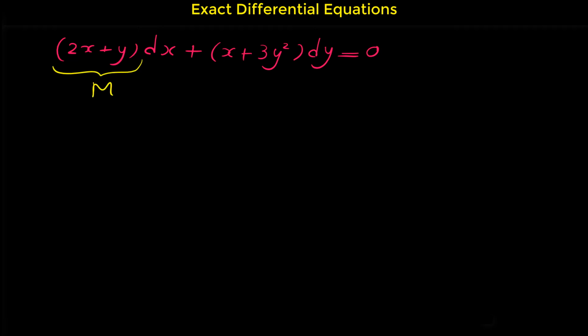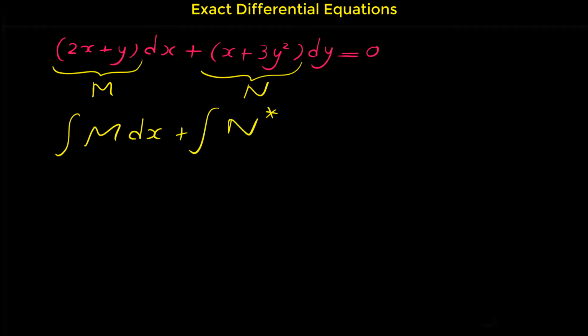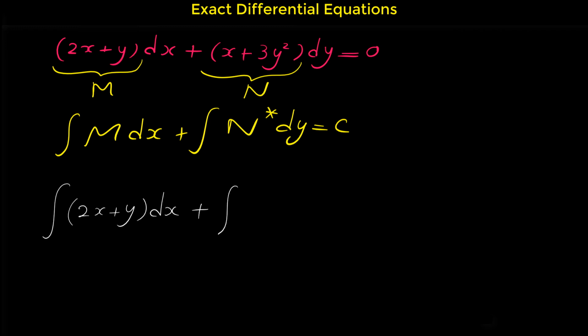Here, this expression is M and this expression is N. The formula was: integrate everything in M with respect to x, and integrate only the terms in N which are not a function of x. Ignore the terms with x and only integrate the terms without x with respect to y, which means that the answer is integrate (2x + y) dx plus integrate. Here we have two terms in N, x and 3y^2.